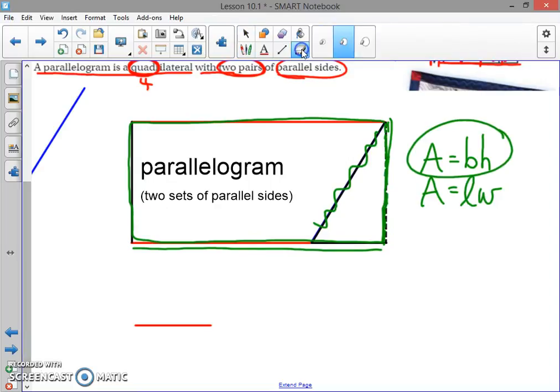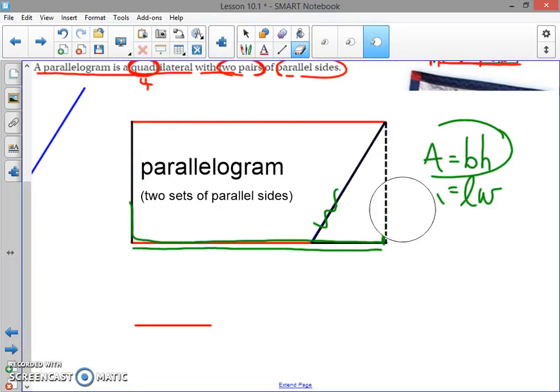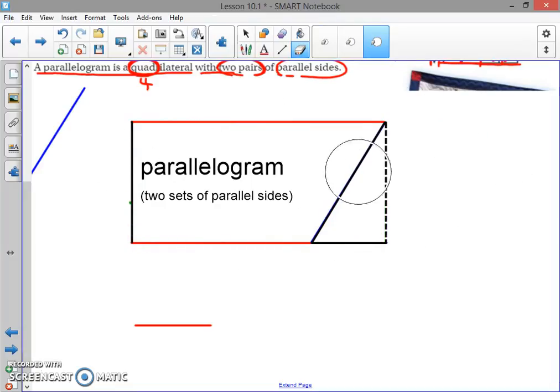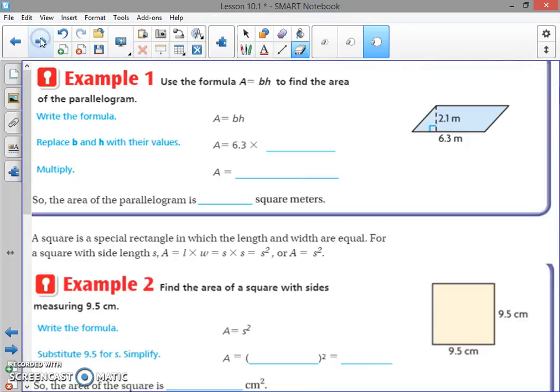Okay, so hopefully you understood that. If not, you can always rewind it and go back. That's the beauty of the flipped classroom. Okay, moving on to the next page.